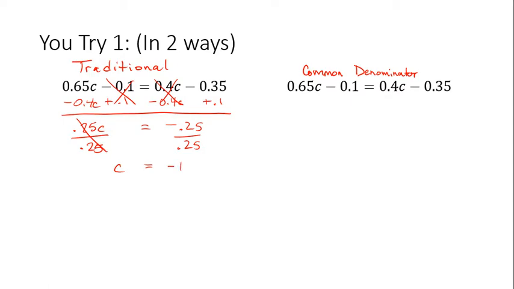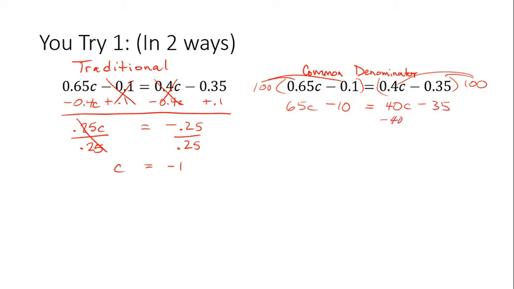On my common denominator way, once again, I multiplied both sides by 100 and distributed to everything within the parentheses. So that gave me 65c minus 10 equals 40c minus 35.